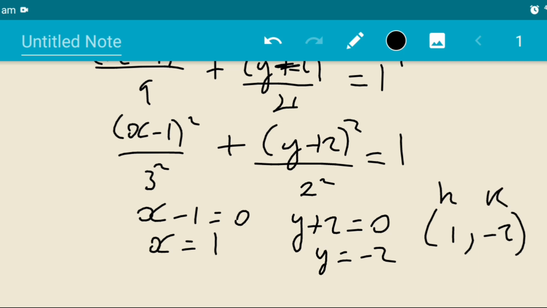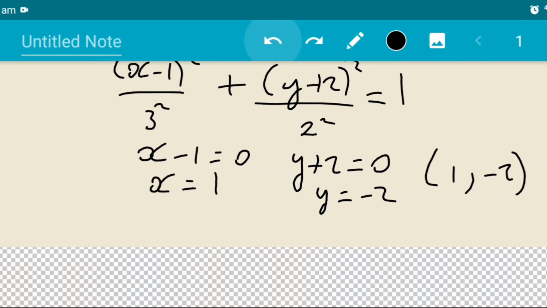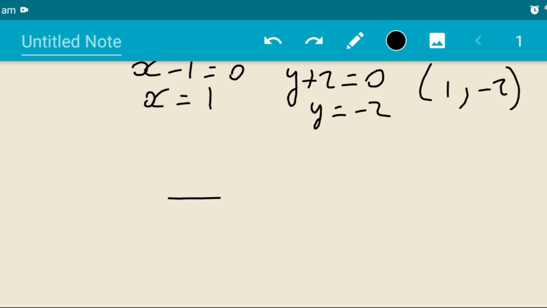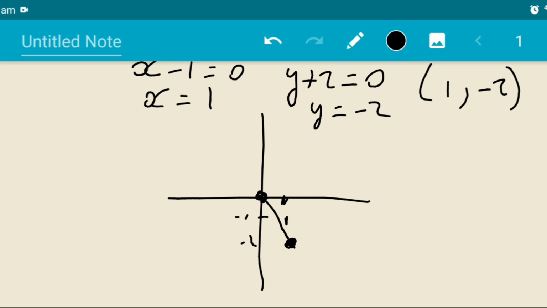Okay? So if we were to have our x and y axis, then at x equals 1, it will be somewhere here. Okay? 1. Then comma negative 2, that is negative 1 here and negative 2. So it would be somewhere here, meaning our ellipse is centered here. It has been shifted from the origin to here. So let us now graph it.